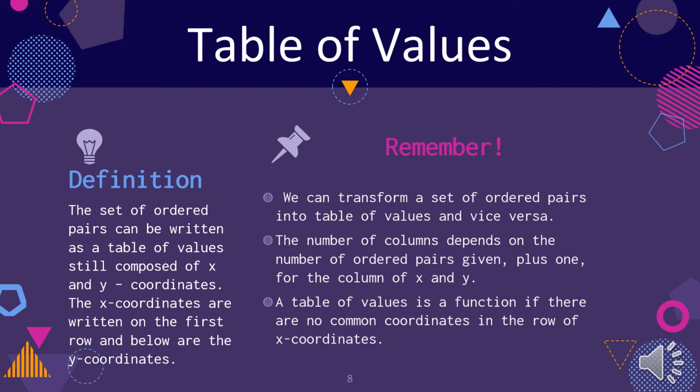The number of columns depends on the number of ordered pairs given, plus 1, for the column of x and y. A table of values is a function if there are no common coordinates in the row of x coordinates.